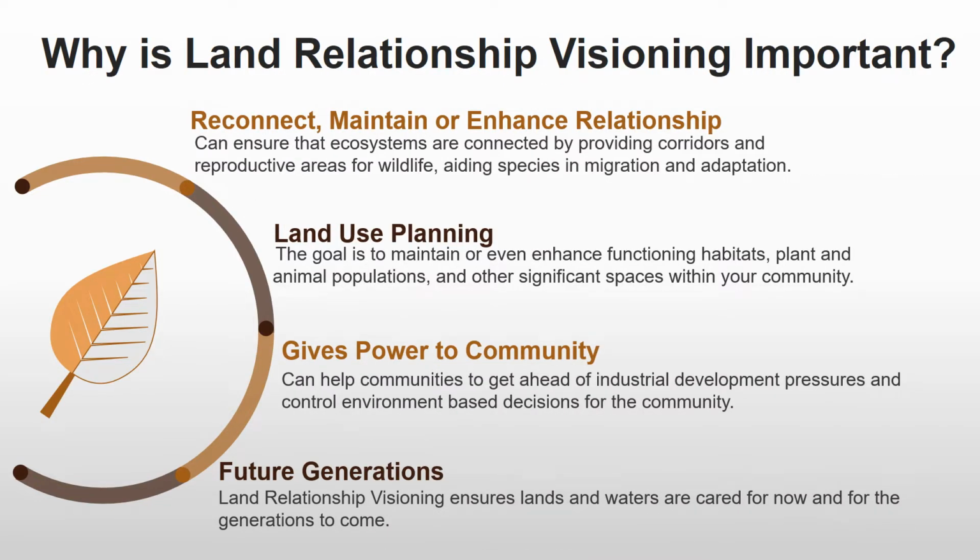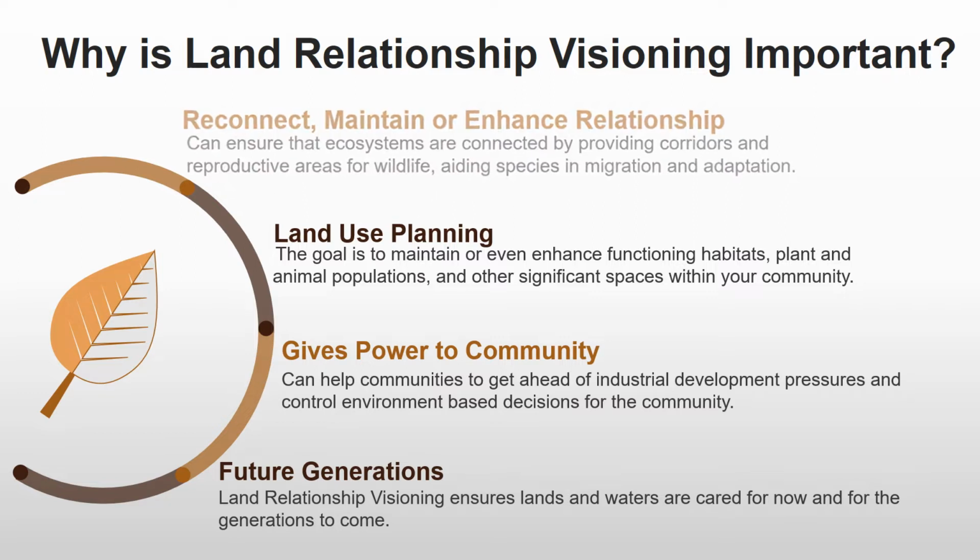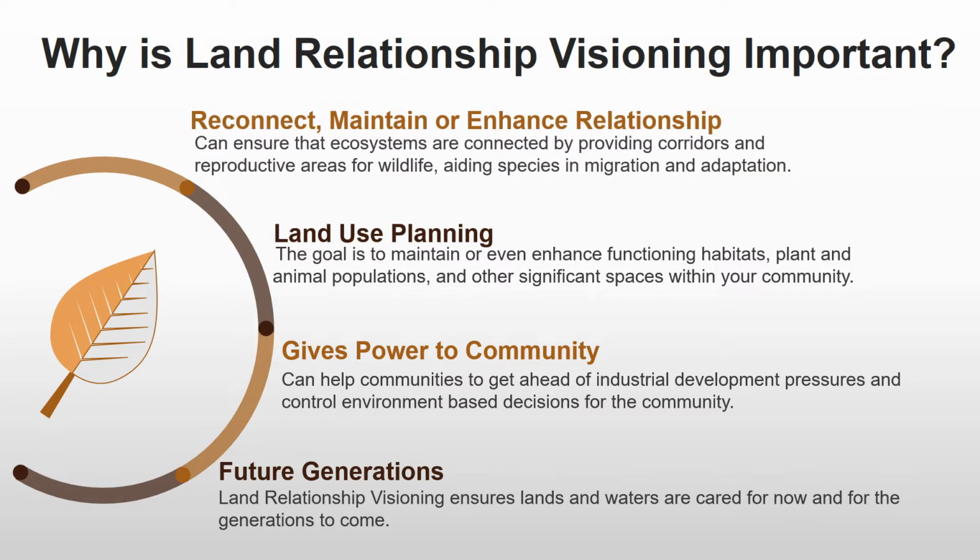Land relationship visioning is important for many reasons. It can ensure that ecosystems are connected by providing corridors and reproductive areas for wildlife, aiding species in migration and adaptation. This allows for the reconnection, maintenance, or enhancement of relationship between the community and land. Land use planning is very important and can be a direct result of land relationship visioning. It ensures development takes place in spaces without significant features.